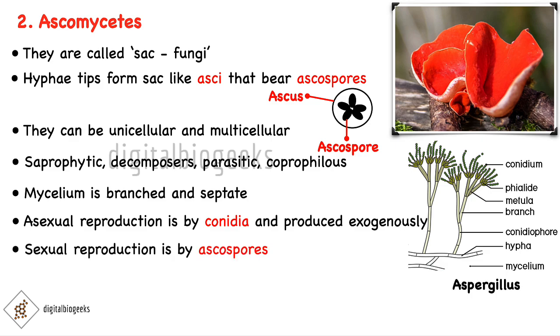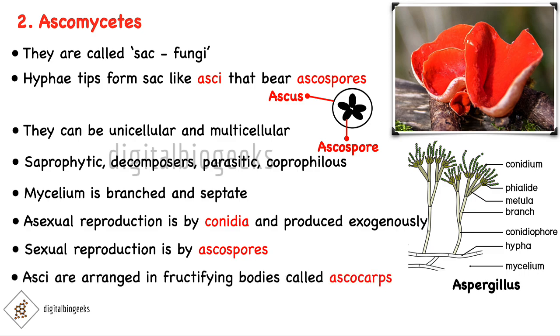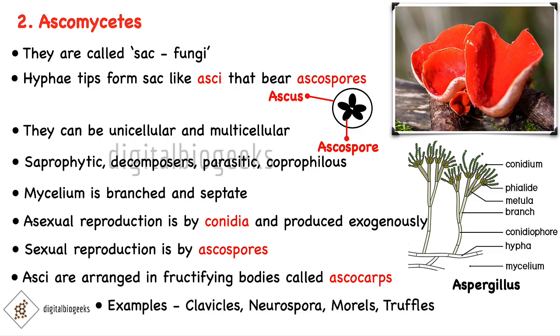Sexual reproduction takes place by spores called ascospores. We have already discussed that these ascospores are produced inside the sac-like structures called ascus, and these asci are arranged in fruiting bodies called ascocarps. Examples of Ascomycetes are Claviceps and Neurospora. Morels and truffles are edible members of Ascomycetes. They are kinds of mushrooms.